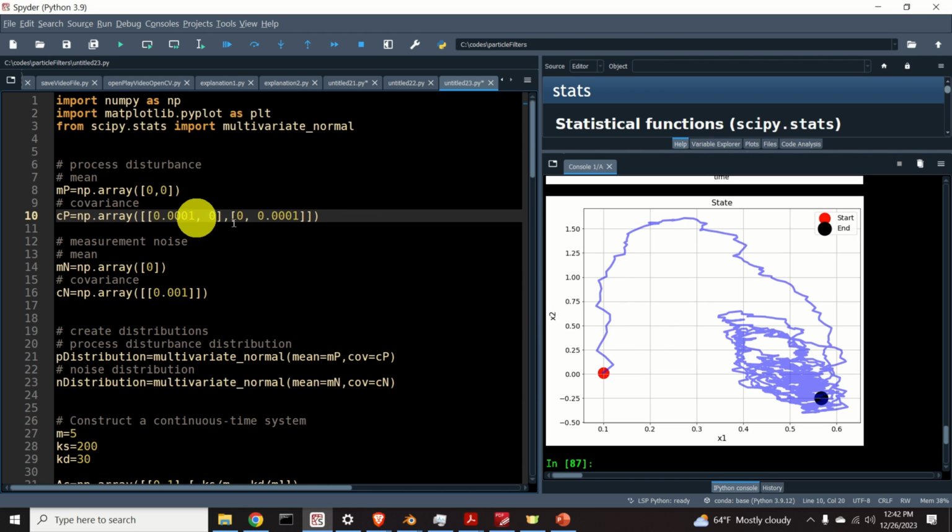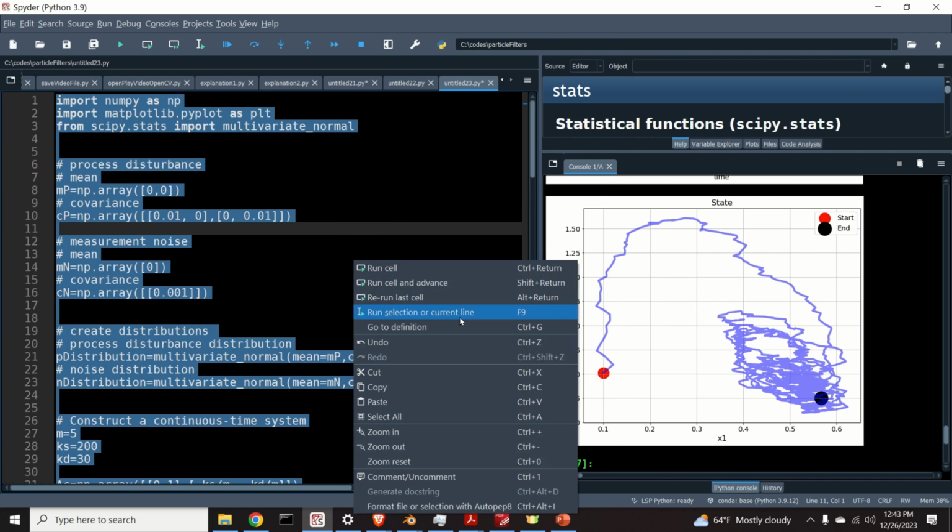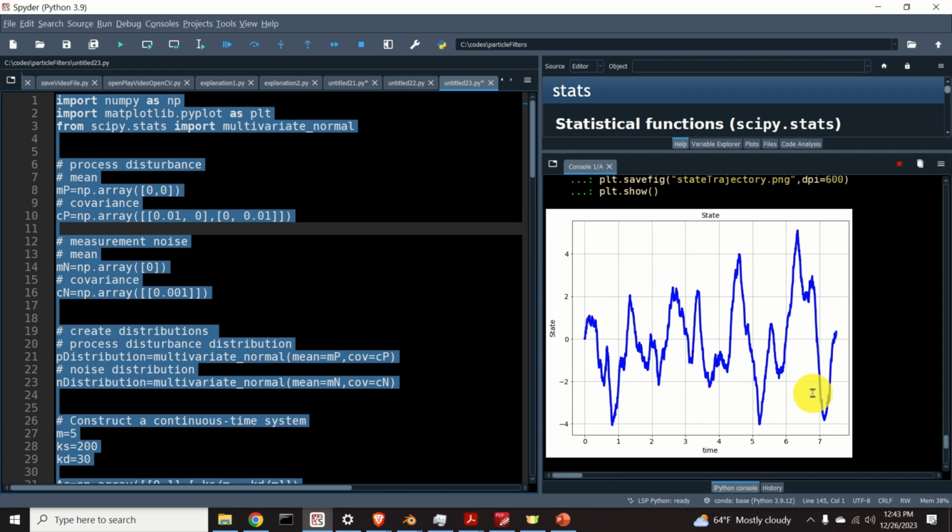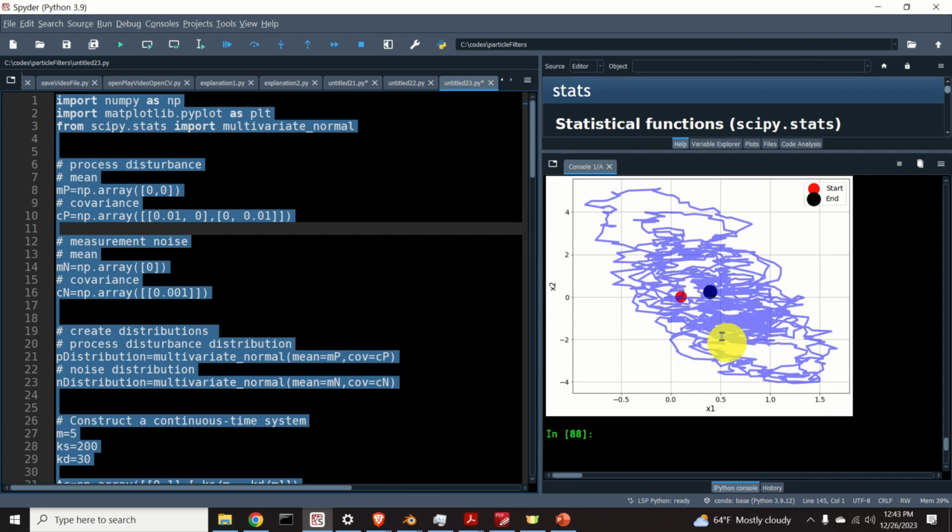We can observe what will happen with this state trajectory if we change the covariance of our process disturbance. Over here, I will increase tremendously the covariance matrix of our process disturbance, and let's see what happens now. And you can see a very stochastic state space trajectory.